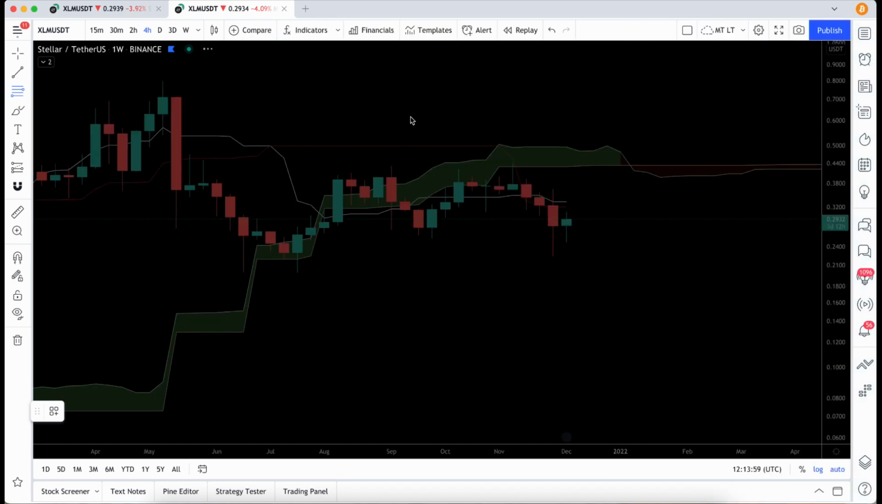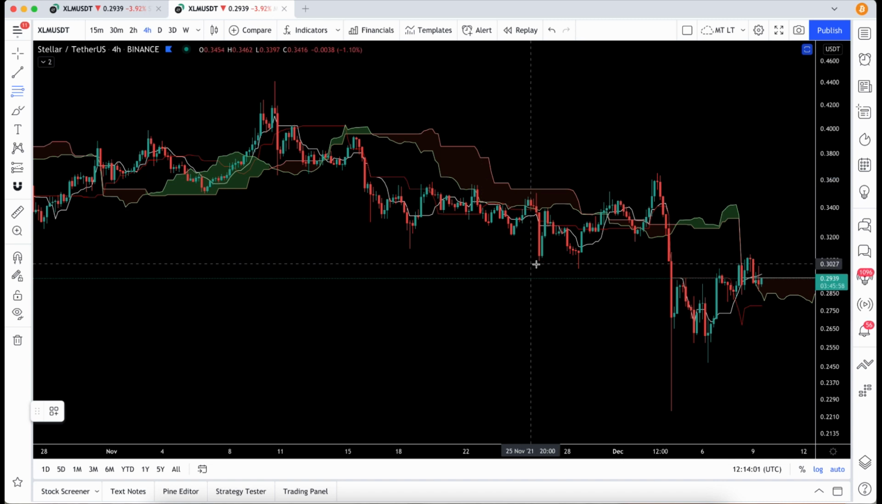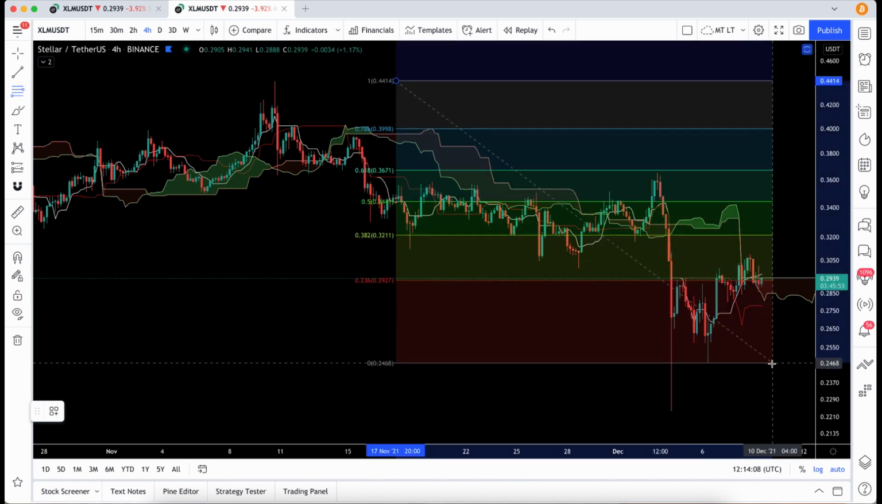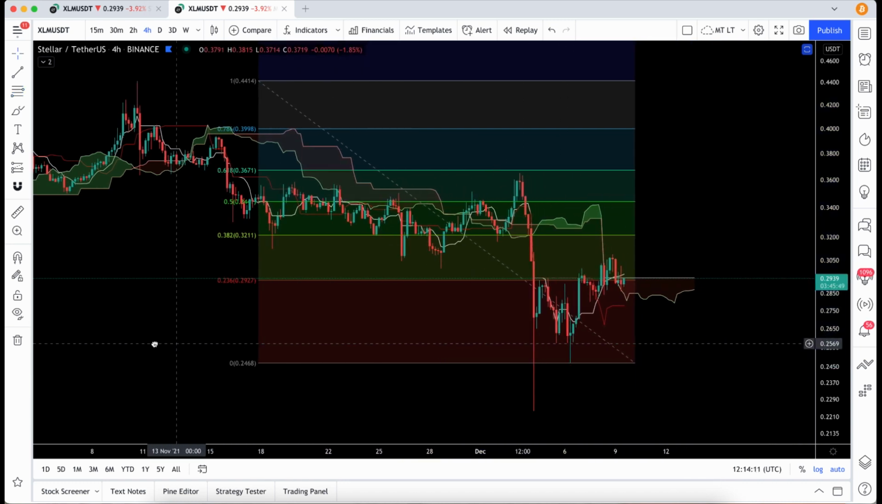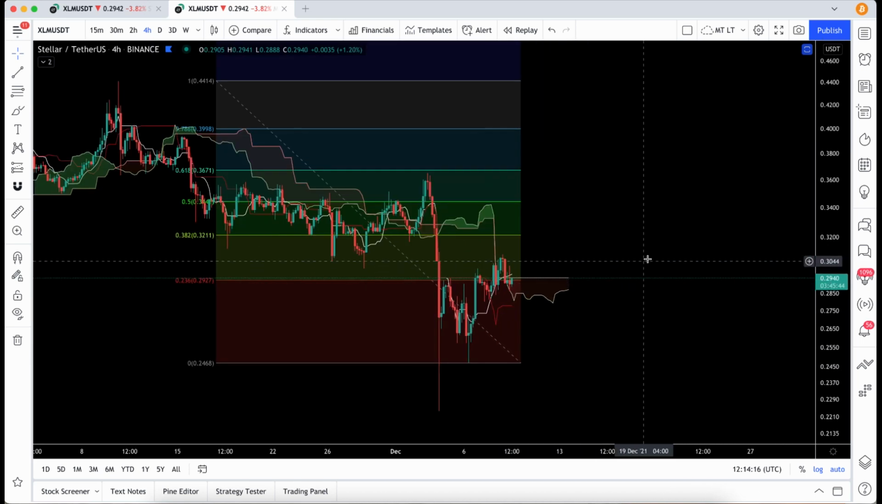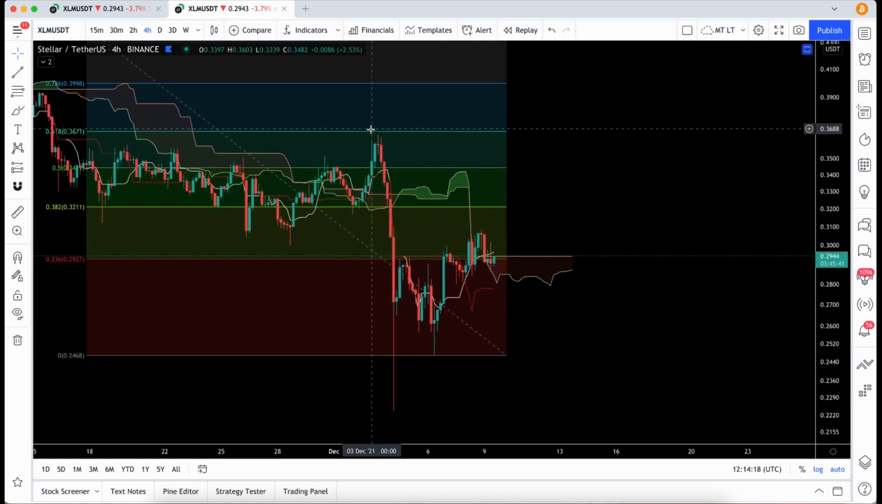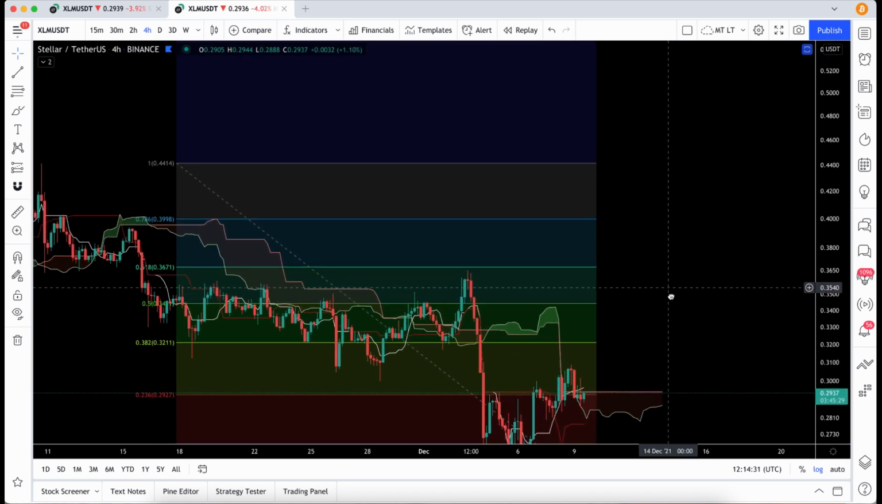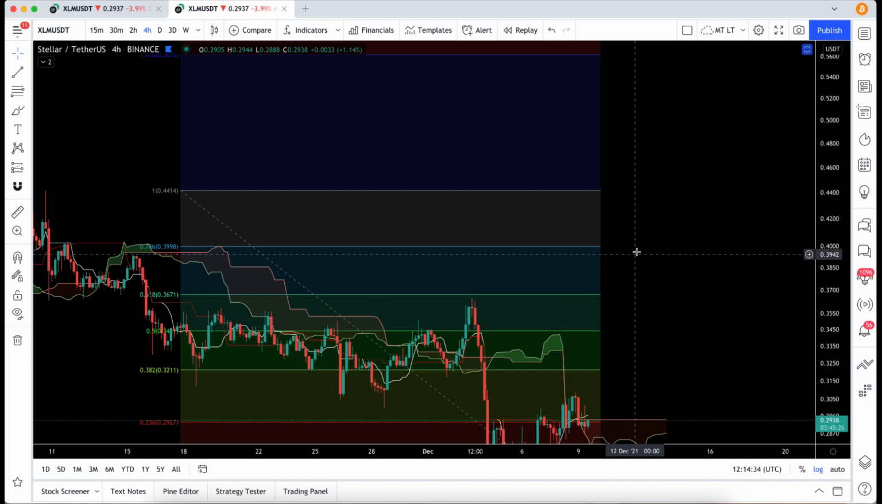On the shorter time interval, like the 4-hour chart, you can see that we had a strong rejection at 36 cents. But we can make use of Fibonacci to get an idea of the various resistance and support levels. So the next resistance level or take profit level, if you enter right now, would be 29 cents, followed by 32 cents, 34 cents, 36 cents, 40 cents, and 44 cents.